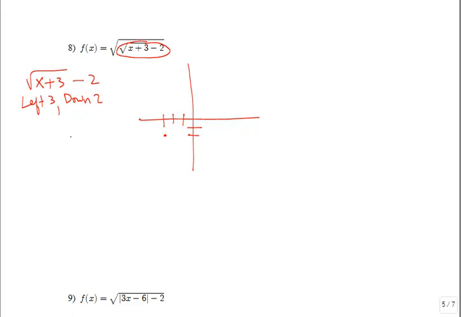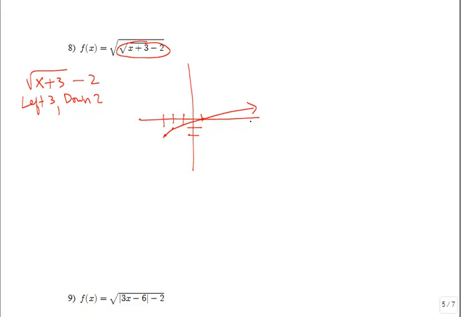There's no vertical or horizontal stretches or compressions, so we can use our normal pattern that we would for a square root, which is to go up 1 over 1, up 1 over 3. So here's the graph of our square root. Now we want to take the square root of it. So let's start with our zeros.